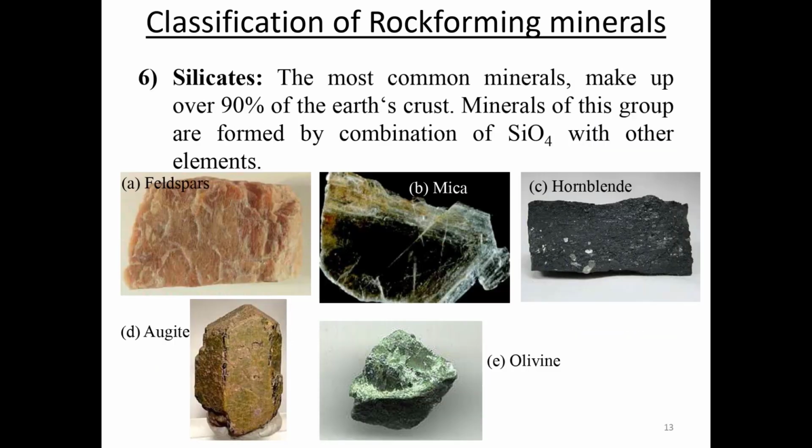Silicates, the most common minerals, making up over 90% of the Earth's crust. Minerals of this group are formed by the combination of SiO4 with other elements. Examples: A. Feldspars, B. Mica, C. Hornblende, D. Augite, E. Olivine.